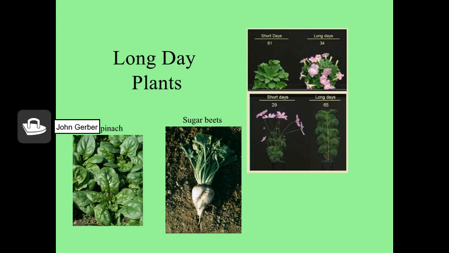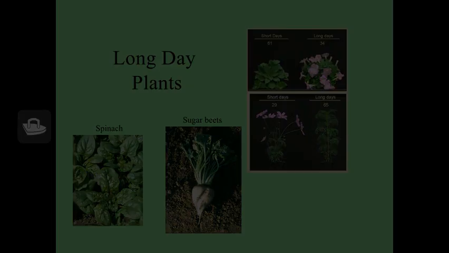Here's some long day plants that flower as the days get longer: spinach, sugar beets, and some flowering plants. The actual length of the necessary photoperiod will vary among species and even among varieties within a species. The key is that they only respond once the day length exceeds a critical number of daylight hours. The critical photoperiod may actually be as short as 9 hours, as long as 14 hours, but the key is that the days have to get longer than some critical photoperiod or shorter than some critical night period.